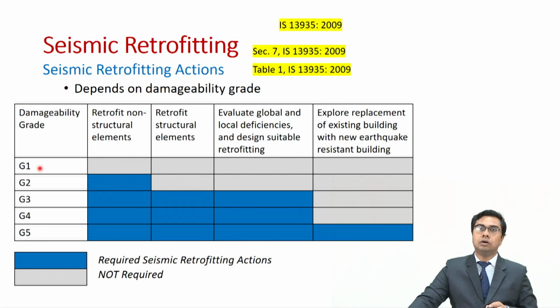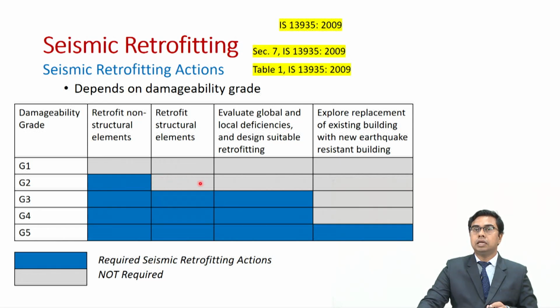If the damage is of damageability grade G1, that is negligible or no damage, then in that case you do not have to worry, you do not have to do anything. But if the damageability grade is G2, that is moderate damage, then you may have to retrofit non-structural elements. You may not think about retrofitting structural elements.